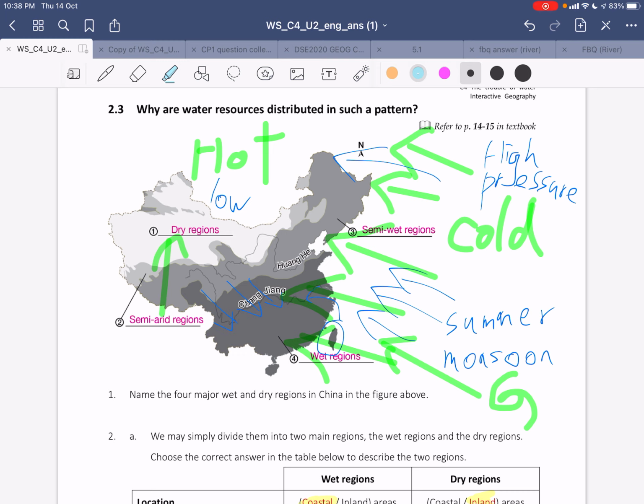How about the dry region? The wind needs to go through a long distance until it reaches the dry region or semi-arid region.